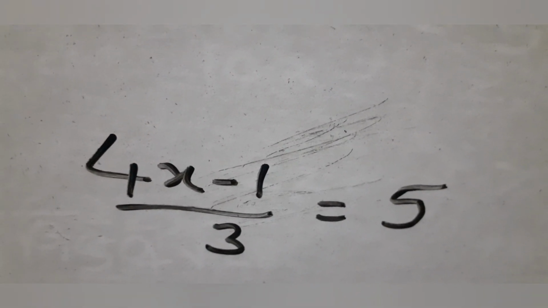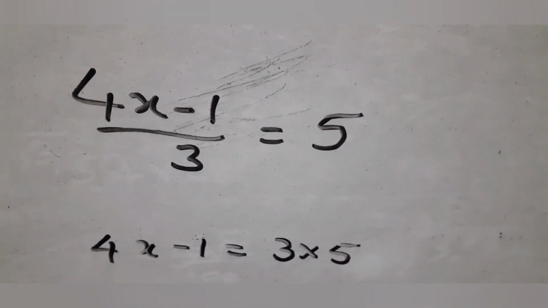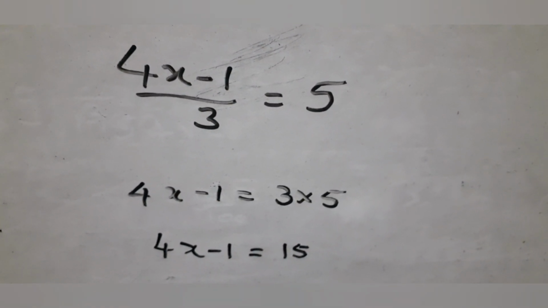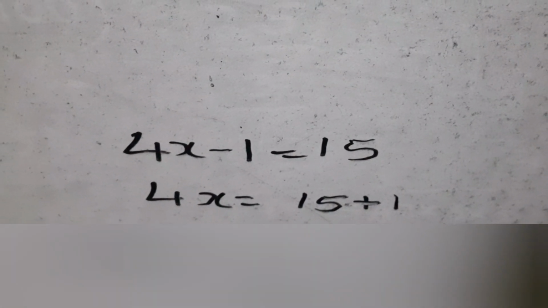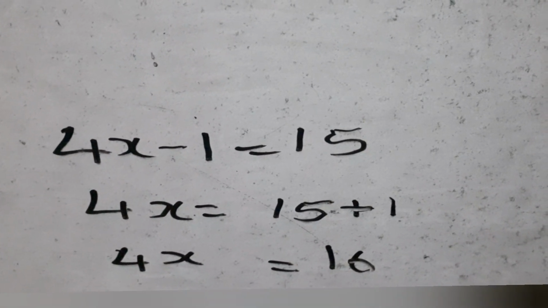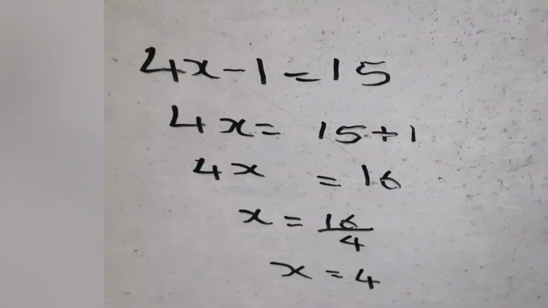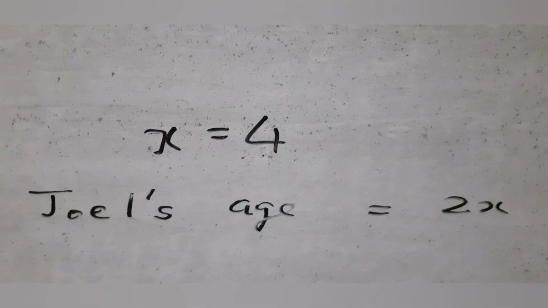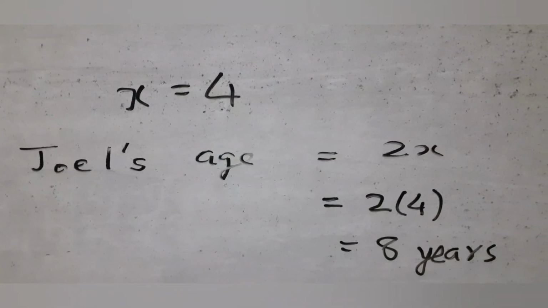Rearrange and solve for x. So x equals 4. We have to find the age of Joel. So substitute in Joel's age equal to 2x, which gives 2 times 4, which is 8 years.